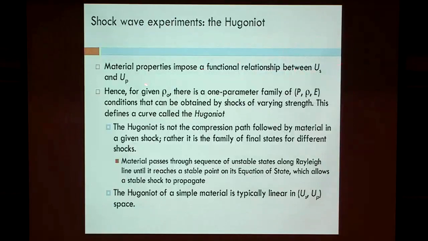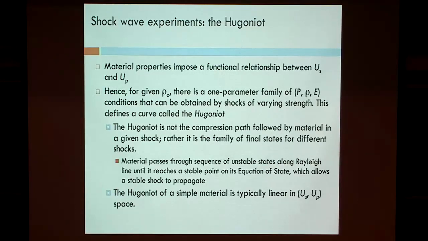And so the family of such stable states that you can get to from a given initial state using shocks with different mass fluxes, the family of such final states, is the Hugoniot. So it's a one-parameter family of states in pressure, density, energy space, which has a particular functional form that is determined by the material properties, by the equation of state of what you're shocking. So the Hugoniot states, even though you're getting to them through a series of disequilibrium states, once you get to the final shocked state, you have found a point on the equation of state surface of your material.